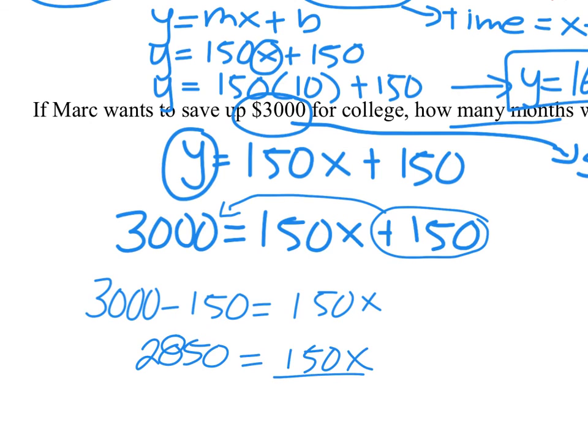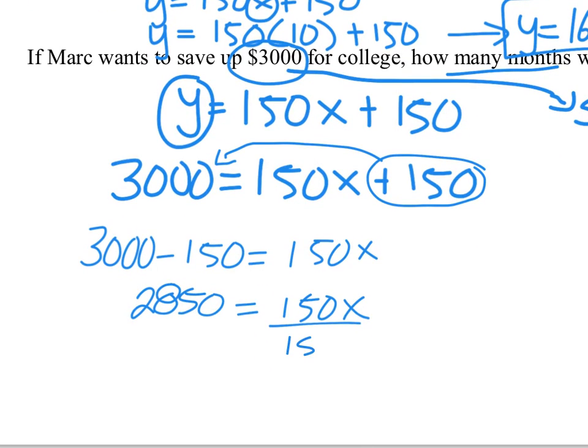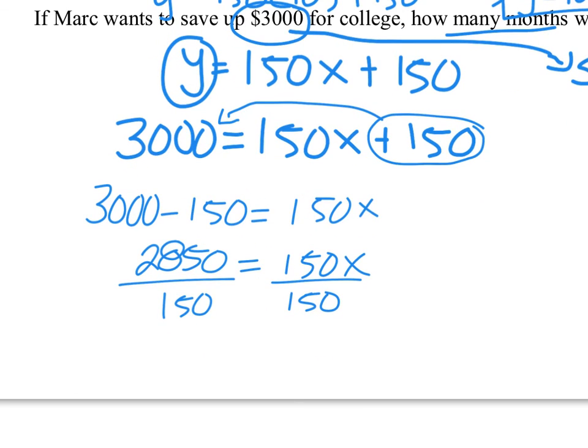To undo that multiplying, I'll divide, because we're putting in 150 bucks every single month. So x, which is my time, ends up being 19. 2,850 divided by 150 is 19. So you would need to save for 19 months in order to have $3,000 in your account.